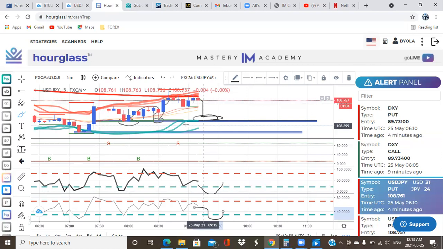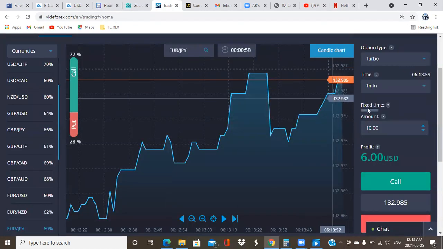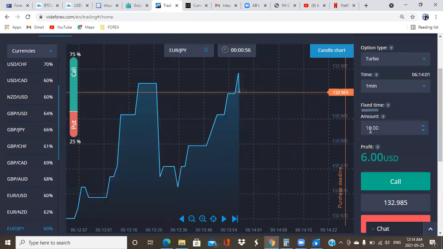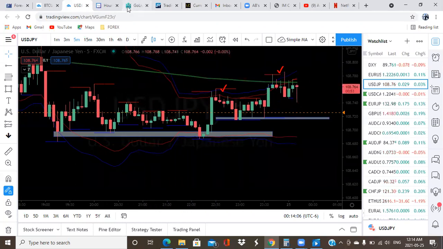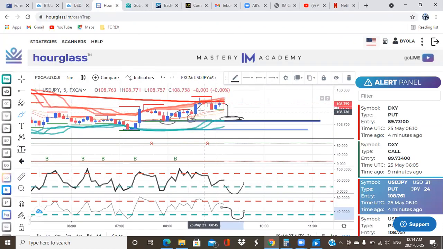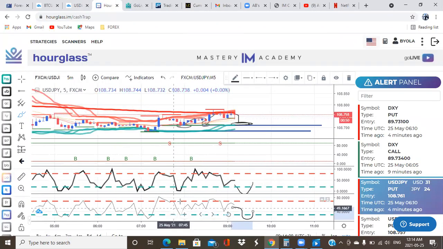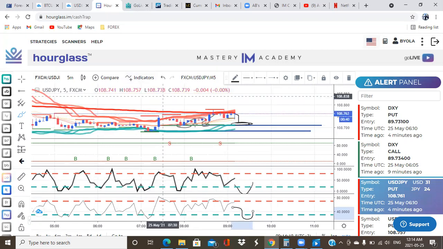Go to your broker, set your timing, put your 3 minutes, don't risk more than 3% on your account and take the trade. The reason why you don't risk more on your account is because in case the market needs rollover, you can roll over conveniently without having to worry about over leveraging your account. So it's as simple as that. There's no big deal about it.